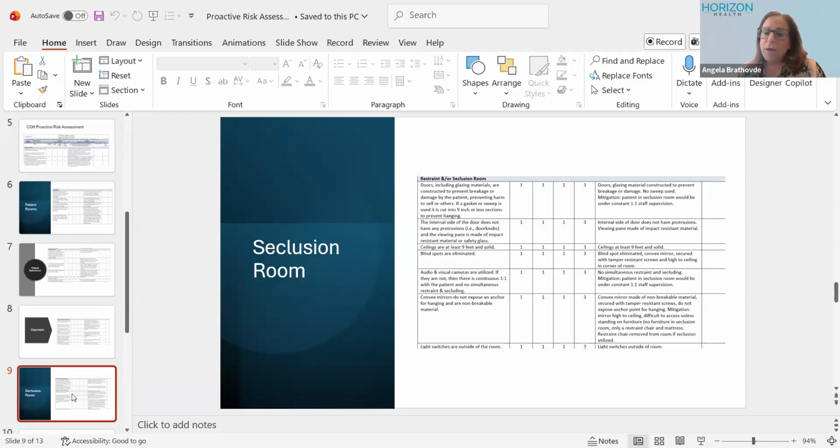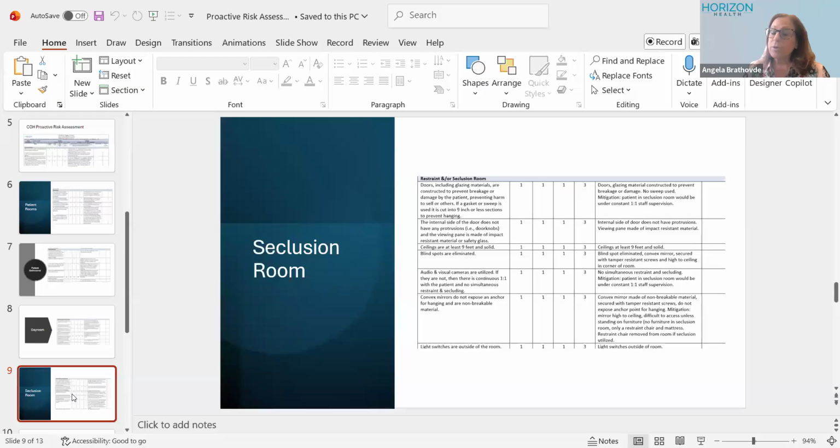I think there's visual in those seclusion rooms, not audio. You cannot seclude and restrain someone simultaneously without audio and visual. So if you don't, and most places don't, then a person has to be one-to-one in front of that patient while they're in seclusion, looking through the door. So there is no simultaneous seclusion and restraint.